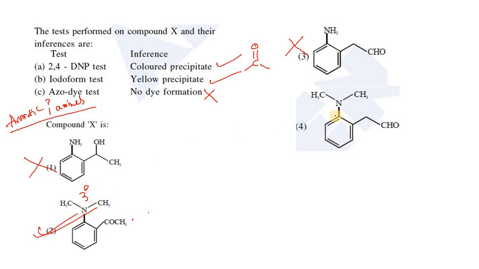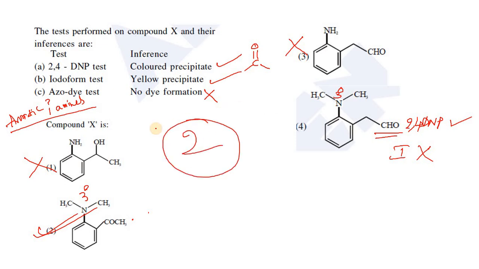Let us take this one. This one is negative towards azo dye test, since this one is tertiary amine, and this one is positive towards 2,4-DNP. If you take iodoform test, this one is aldehyde. Except acetaldehyde, remaining aldehydes cannot perform iodoform test. So this one is negative. Iodoform test negative. So what is the correct option? Second one is the correct option.